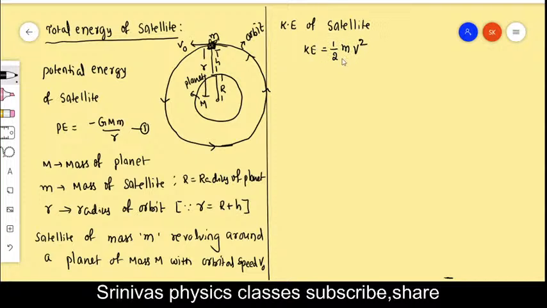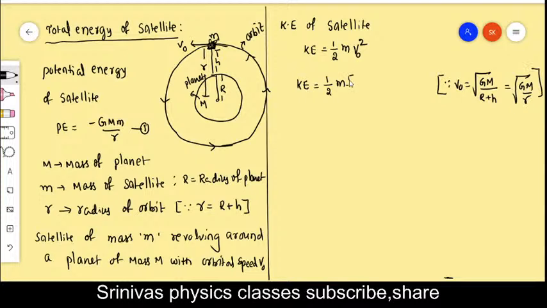For that, the satellite mass is small m and the planet mass is capital M. The satellite velocity is v naught, the orbital velocity. Do you know the formula for the orbital velocity? Now, half m into v naught, we write the formula as under root G capital M by r plus h. You know this one, the orbital speed formula we derived in the last class, right? G M by r plus h, we write as small r, the radius of the orbit.